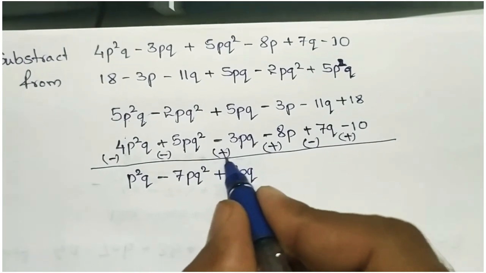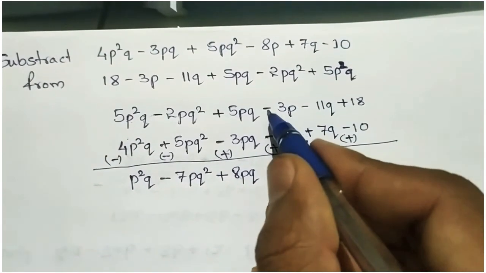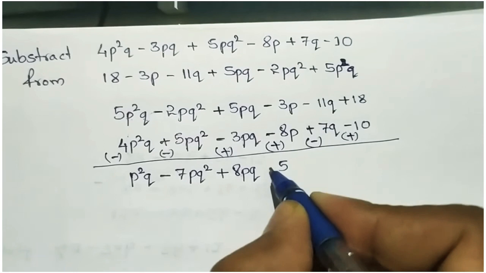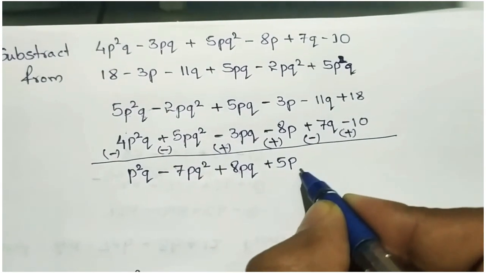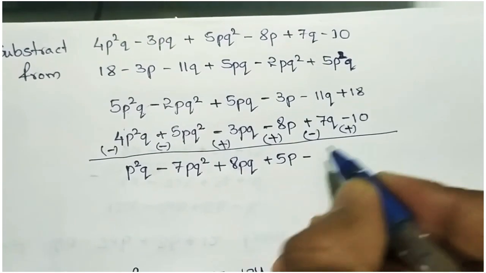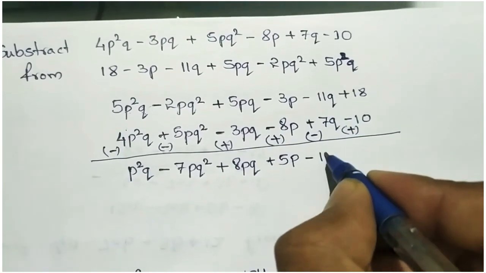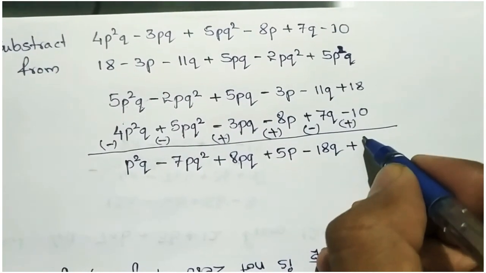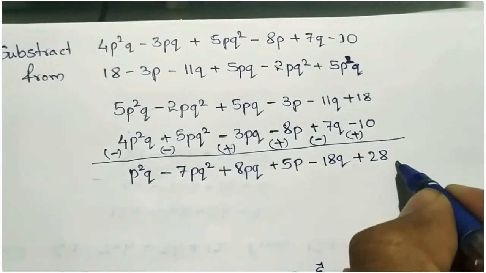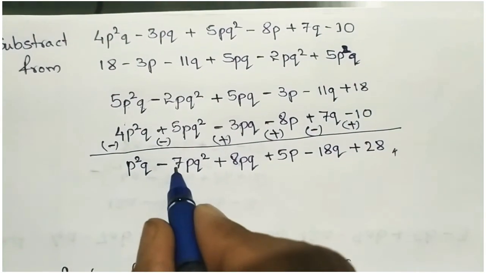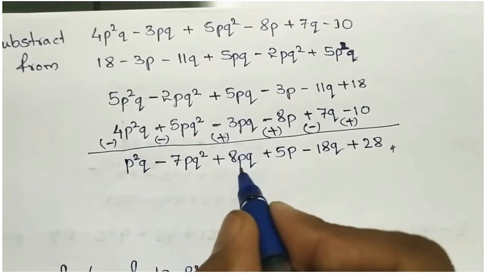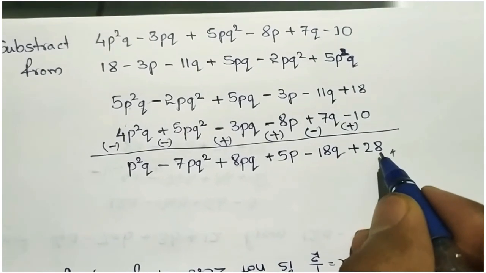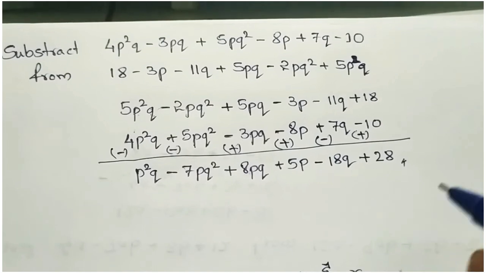Okay, here see the sign in the bracket. Minus, here it becomes plus, so opposite signs, do the subtraction. 8 minus 3, 5, which 5? Plus 5, so plus 5p. Again minus minus is there, so minus only. 11 plus 7, it will be 18q. Okay, plus plus, so plus, 18 plus 10, it will be 28. So our answer will be p square q minus 7pq square plus 8pq plus 5p minus 18q plus 28. Understood? So once again, you do it yourself, then only you will get it.